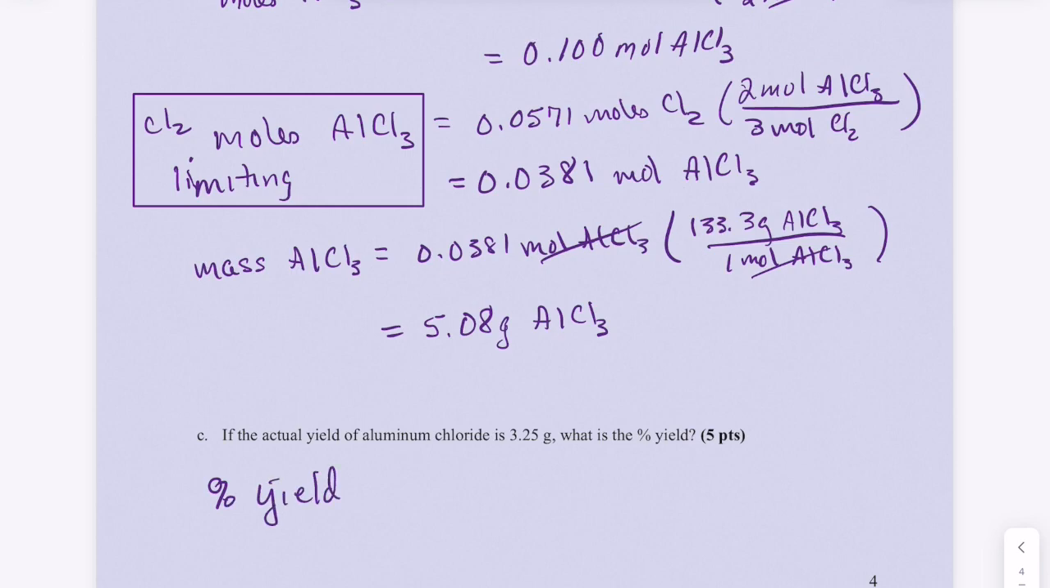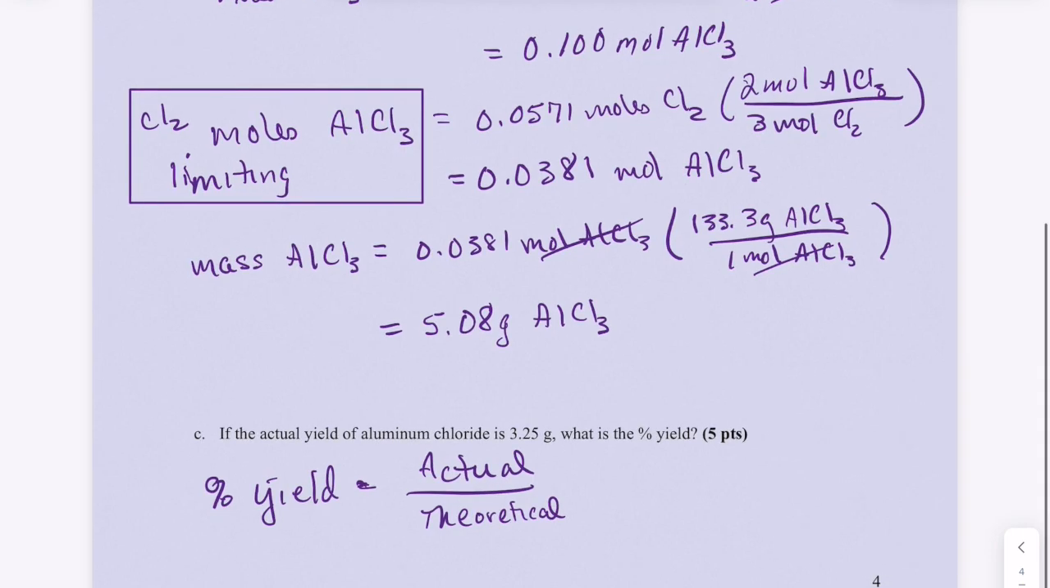And that's just the actual amount divided by the theoretical, what we just calculated, times 100. So that's going to be 3.25 grams is the actual amount, divided by 5.08 grams, the theoretical amount, times 100 gives us a percent yield of 64.0%.